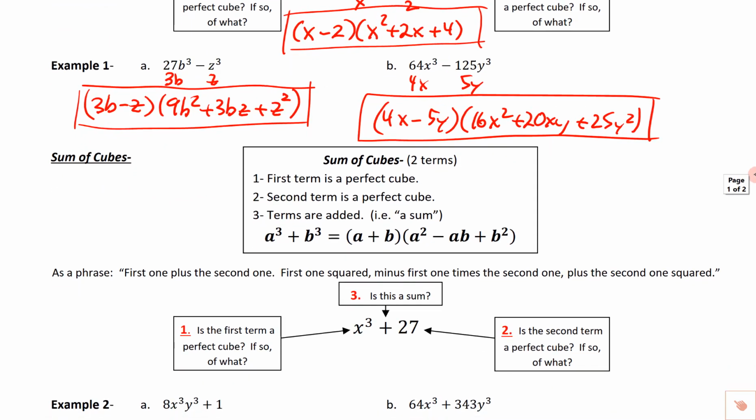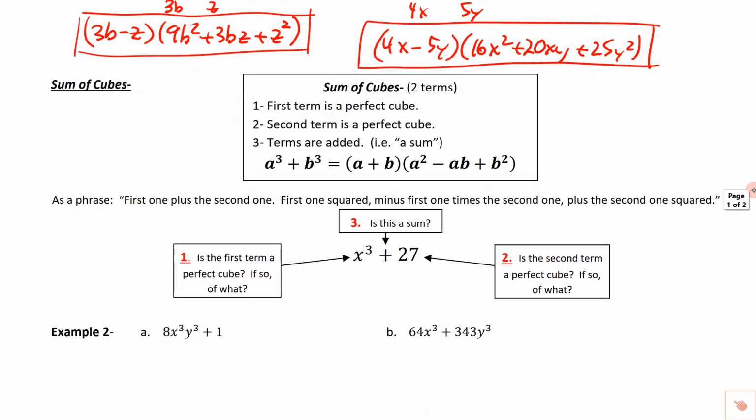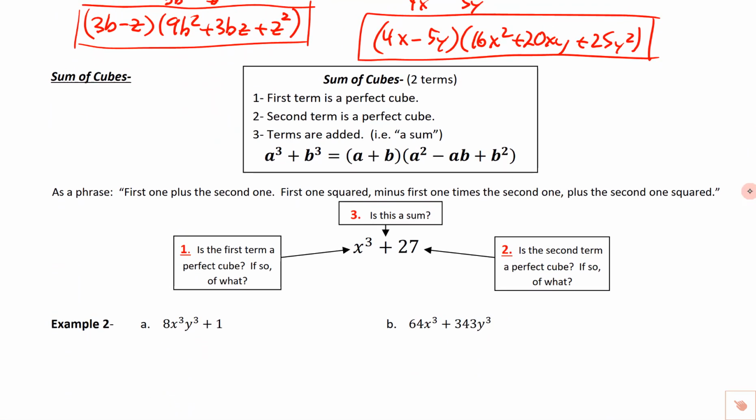Now, if we've got difference of cubes figured out, then sum of cubes is an absolute piece of cake because it's basically the same thing. Does it start with a perfect cube? Does it end with a perfect cube? And are the terms added together? So remember, there's no sum of squares, but there is a sum of cubes.